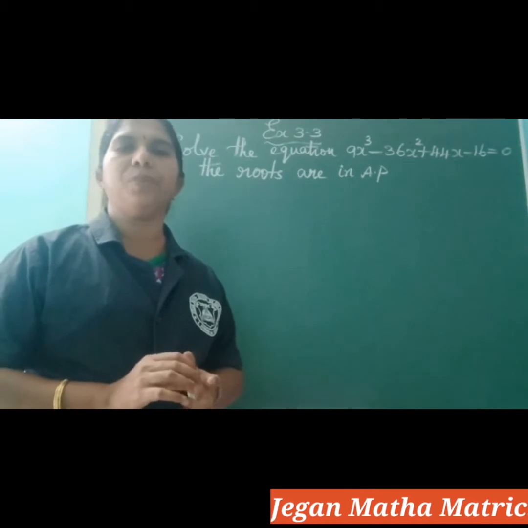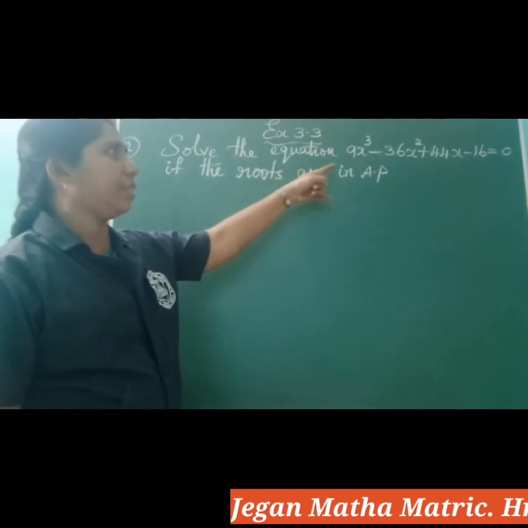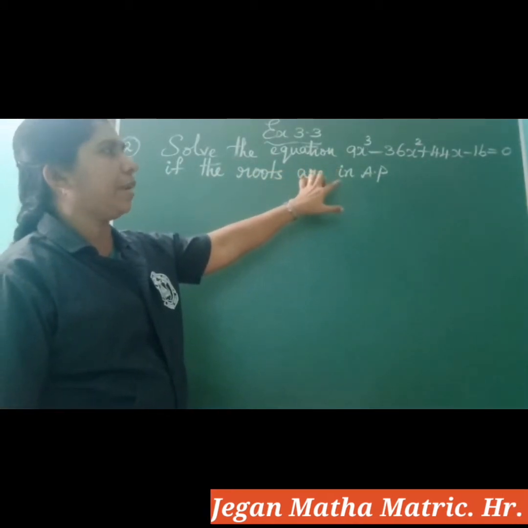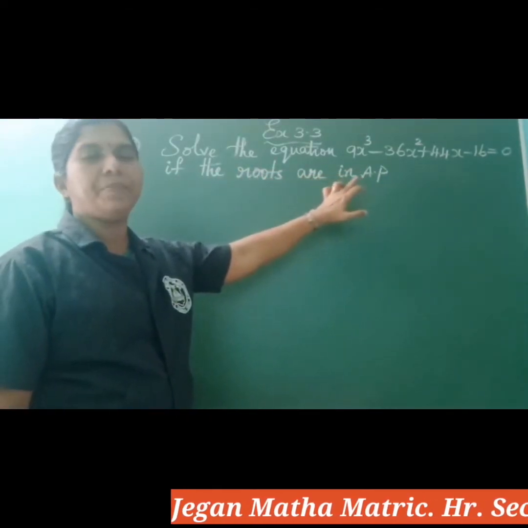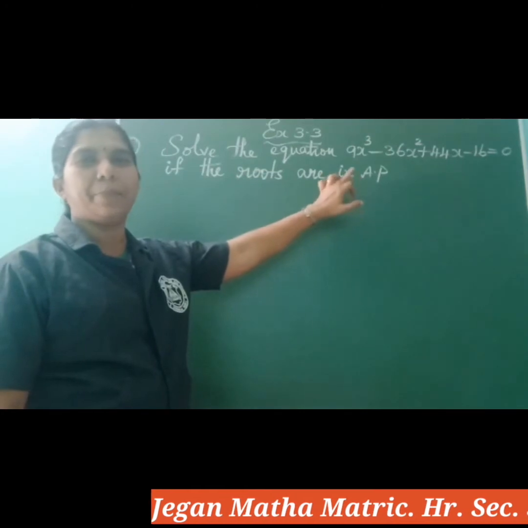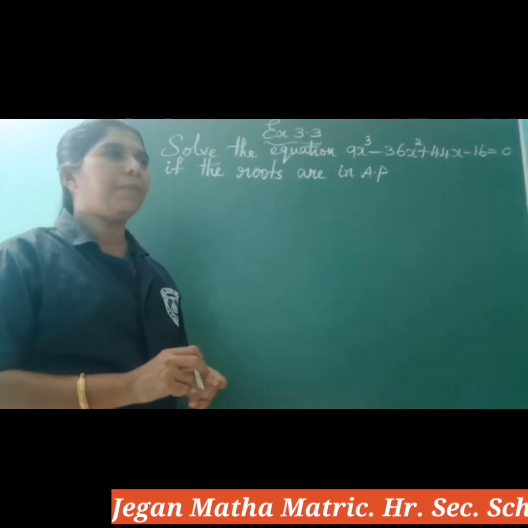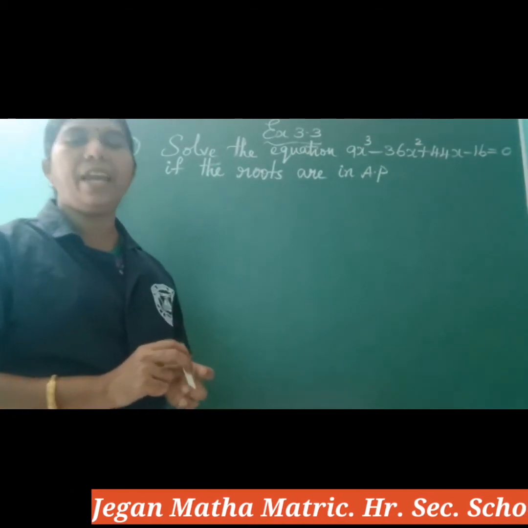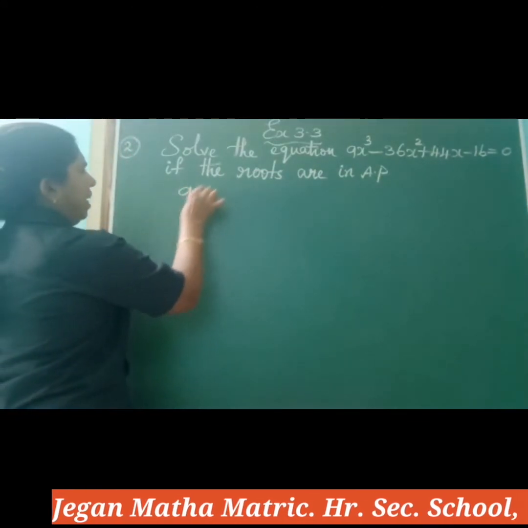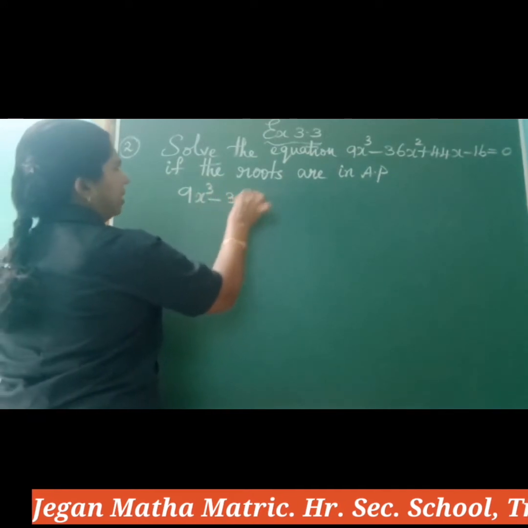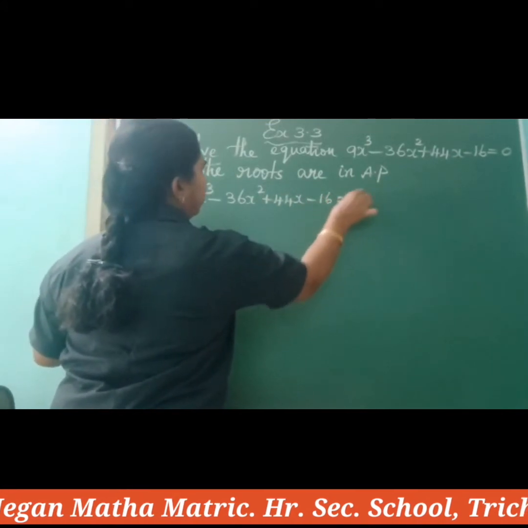or GP form. No roots are given, but the statement is: solve the equation 9x cube minus 36x square plus 44x minus 16 equal to 0 if the roots are in AP. If the roots are in arithmetic progression, you know the terms will be a minus d, a and a plus d. So first you can write the given equation 9x cube minus 36x square plus 44x minus 16 equal to 0.